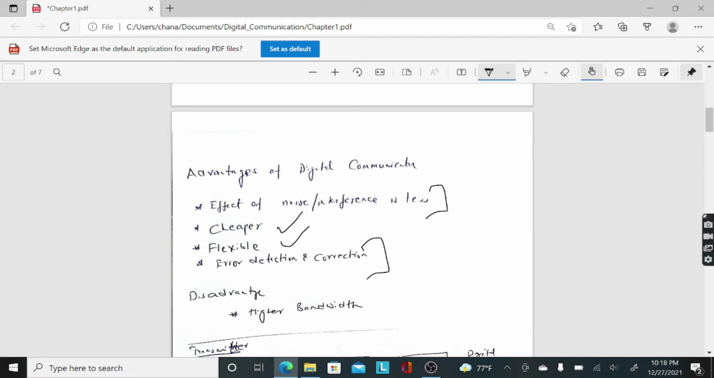Of course, when you're getting something, there is a disadvantage too. So for digital communication, the disadvantage is it requires higher bandwidth than an analog communication.